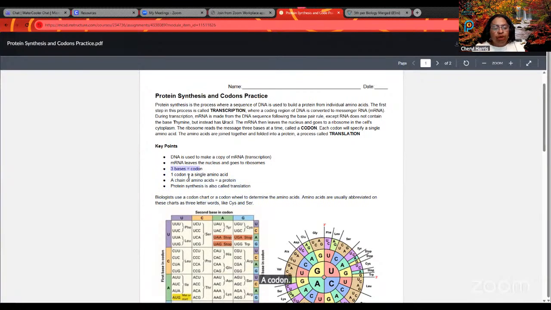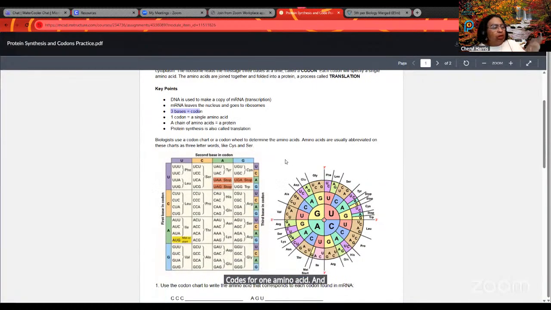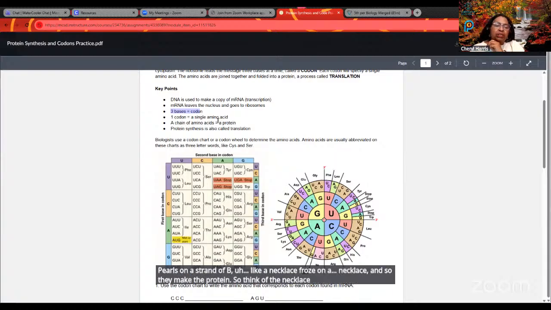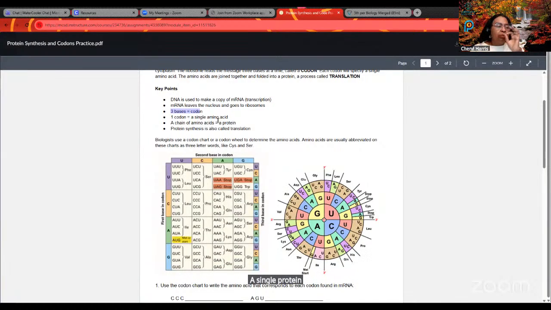And every codon codes for one amino acid. The amino acids are linked together like pearls on a strand of a necklace. And so they make the protein. So think of the necklace as a single protein, and each bead on the necklace as an amino acid. All right, so protein synthesis, making protein, is called translation.